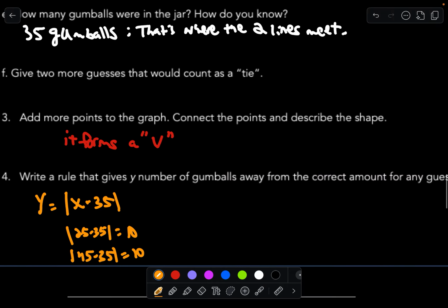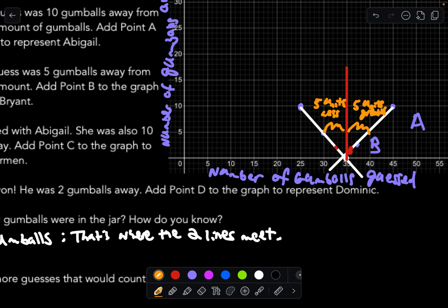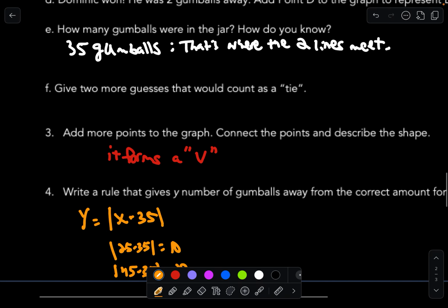All right? So basically, that right there is 5 units less. And this one is 5 units greater. Okay? So there you go.